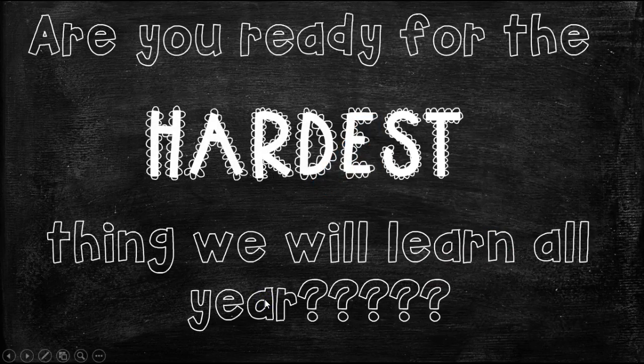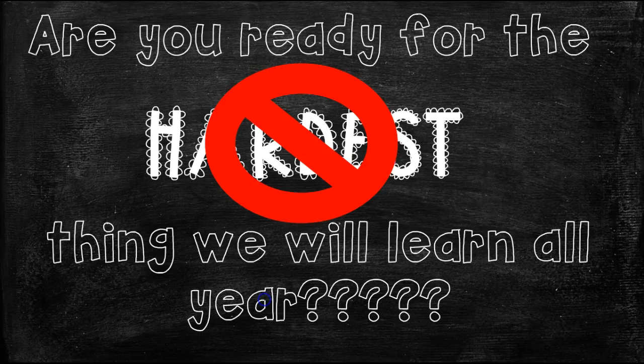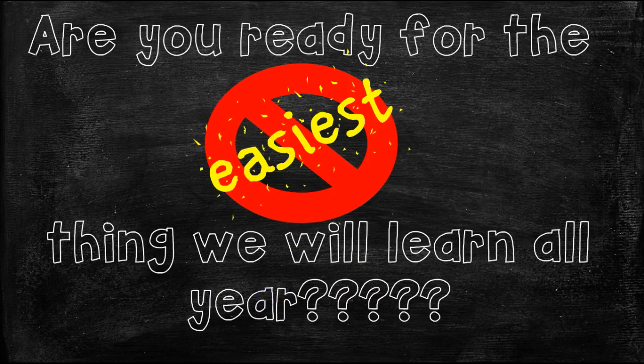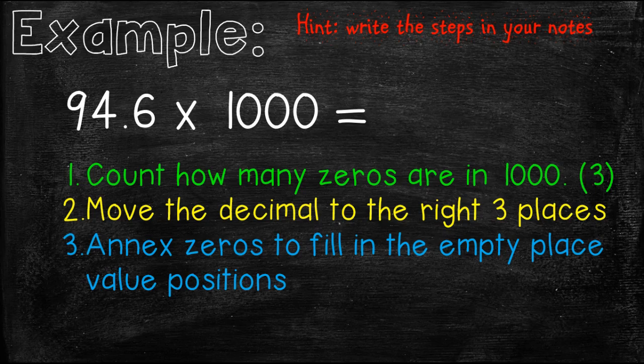So are you ready for the hardest thing we will learn all year? Well, maybe not the hardest. How about the easiest thing we will learn all year? That's right, multiplying decimals by tens, 100s, 1000s, and even higher is the easiest thing you're going to learn all year. Our first example, and here's a hint for you, you might want to write the steps in your notes, is 94 and 6 tenths times 1000.